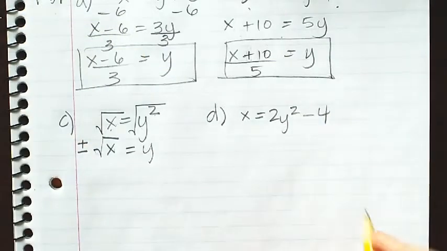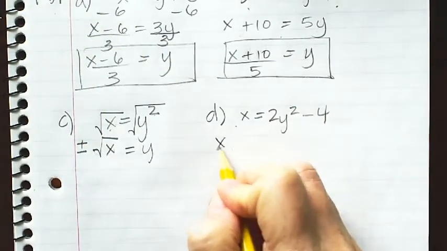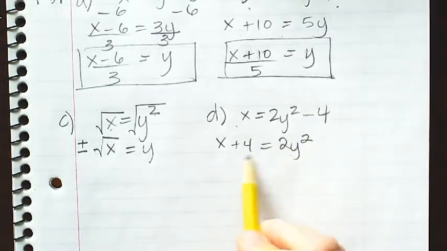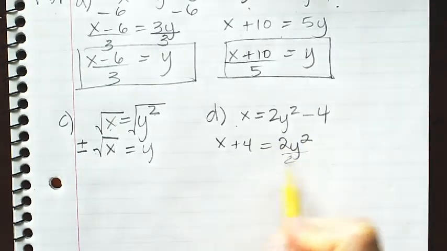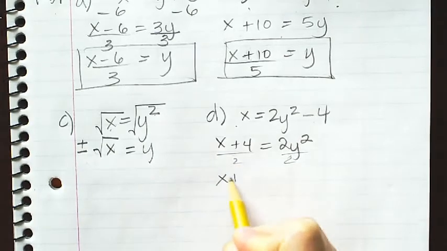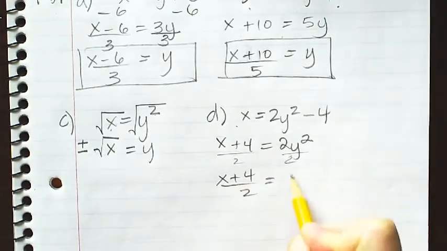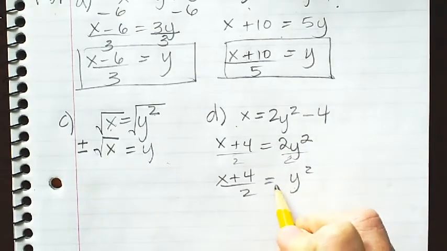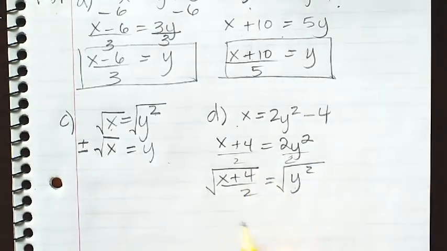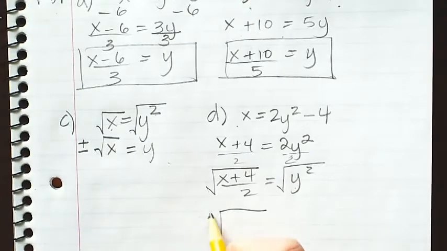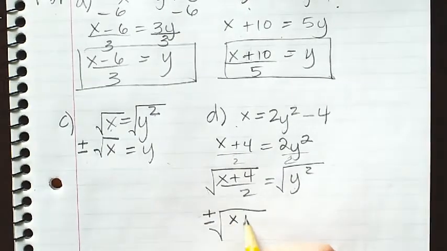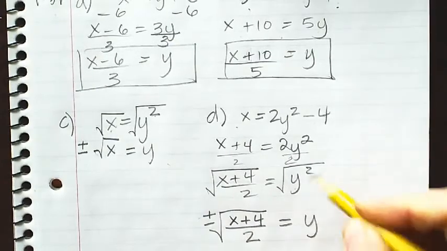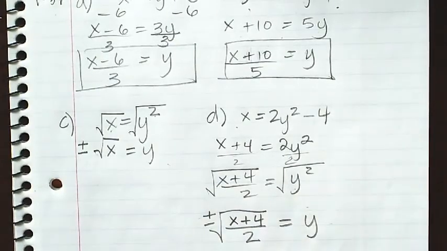Okay, another quadratic. Let's add 4 to both sides. Divide both sides by 2. So x plus 4 over 2 equals y squared. Then we're going to do the same thing we did over here. Let's take the square root. So my final answer is plus or minus the square root of x plus 4 over 2. Square root of y squared is y.